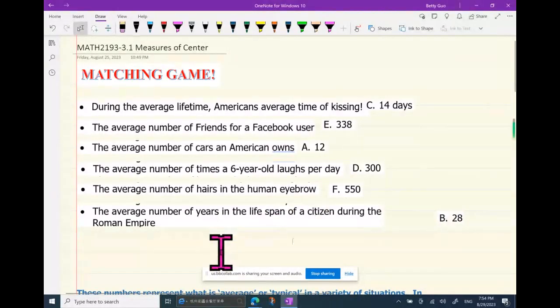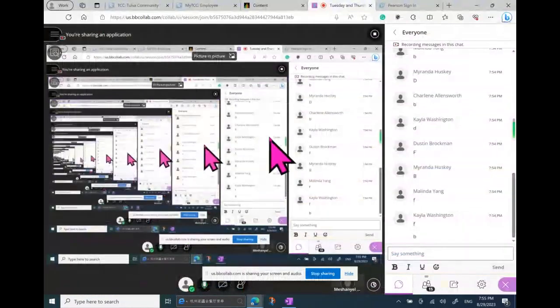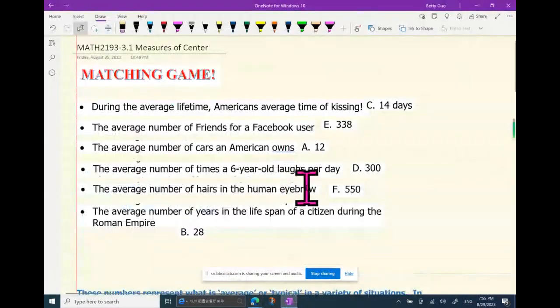What is the last? The average number of years in the lifespan of a citizen during the Roman Empire. How long was the average longevity at that time? The Roman Empire is about 1600 years ago, a long time ago. Unfortunately, they didn't have longevity like modern human beings. Only 28 years. Very good.